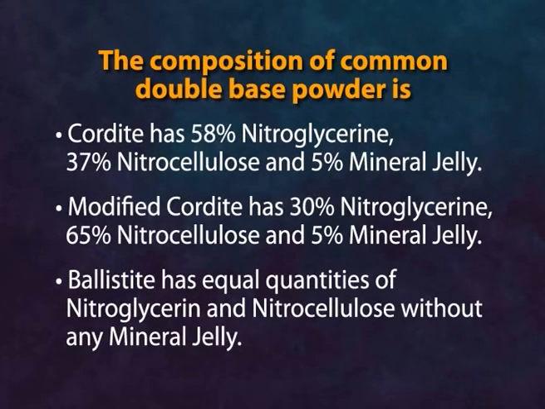The composition of common double base powders are: if it is cordite, it has 58% of nitroglycerine, 37% of nitrocellulose and 5% of mineral jelly. In case of modified cordite, it has 30% of nitroglycerine, 65% of nitrocellulose and 5% mineral jelly. In case of ballistite, it has equal quantities of nitroglycerine and nitrocellulose without any mineral jelly.